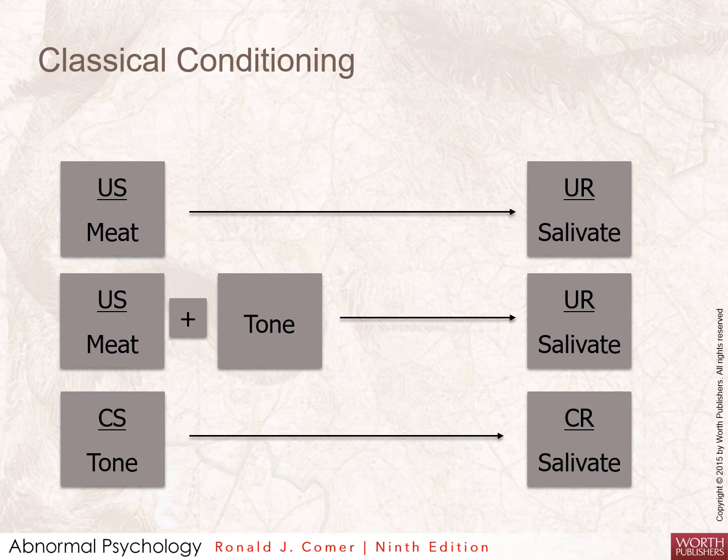If you pair the tone with the meat, where the tone occurs first, so tone, meat, tone, meat, tone, meat, eventually the tone, which was the neutral stimulus, because it didn't produce a response by itself, if it's associated with the unconditioned stimulus, the meat, it then becomes known as the conditioned stimulus, and it will predict the salivation response, which is the conditioned response. So conditioned just means learned. It's a learned behavior, a learned stimulus, and a learned response. Whereas the unconditioned stimulus or unconditioned response is unlearned.